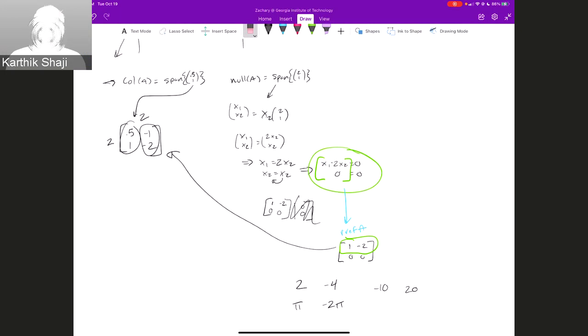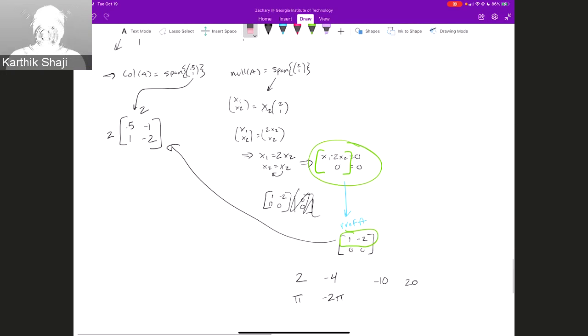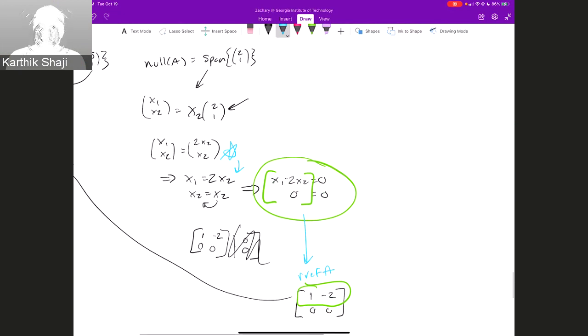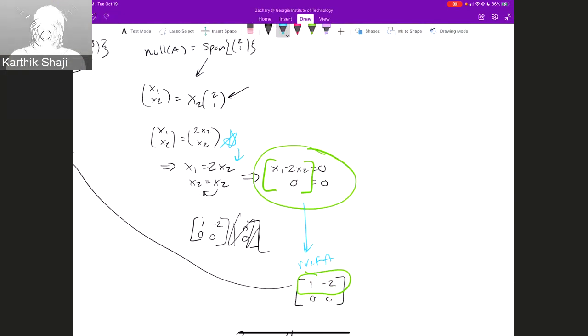Wait, so I get that x1, x2 is equal to x2 times (2, 1), but how did you get x1 equal to 2x2, and then how did you get x1 minus 2x2 equal to 0? Do you understand how I got the parametric form here? Yeah. Do you understand how I got to here? Yes. And then my equations from that, I just subtract them over to set them equal to 0. Right? x1 is equal to 2x2, and then you want all that to be equal to 0. So you just take this and subtract it over.